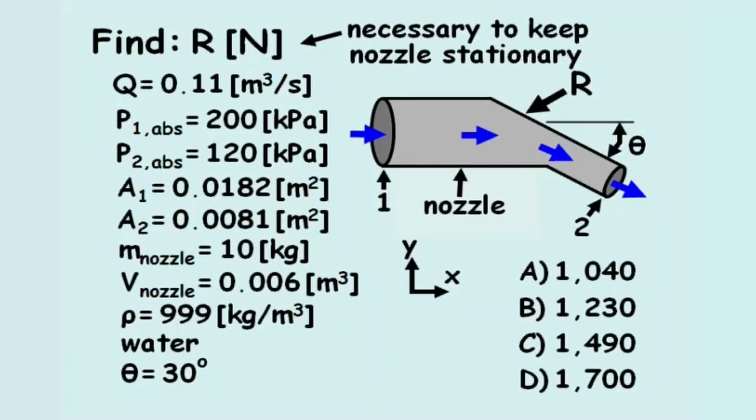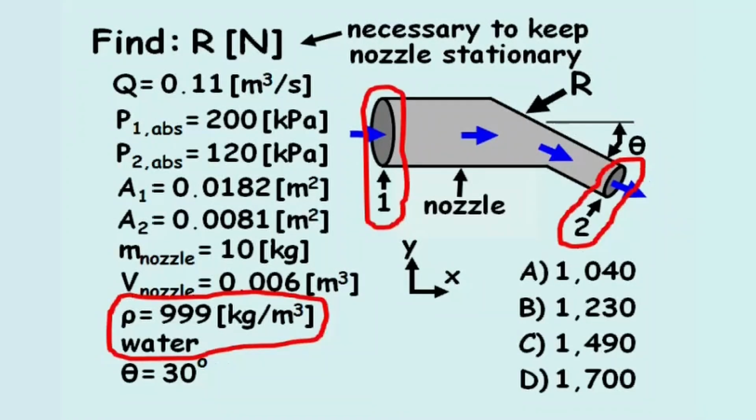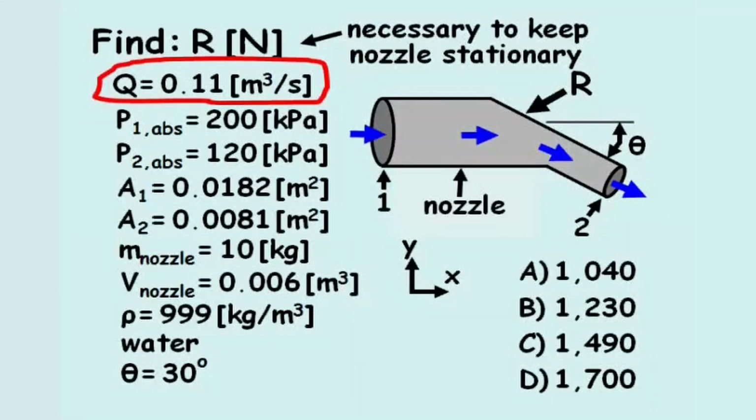Find the reaction force, R, in newtons, required to hold the nozzle stationary. In this problem, water enters into a nozzle at point 1 and exits the nozzle at point 2, at a flow rate of 0.11 meters cubed per second.